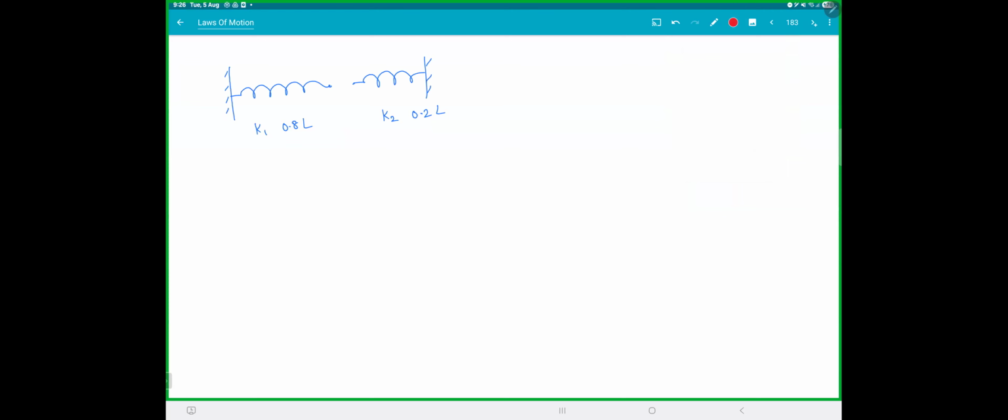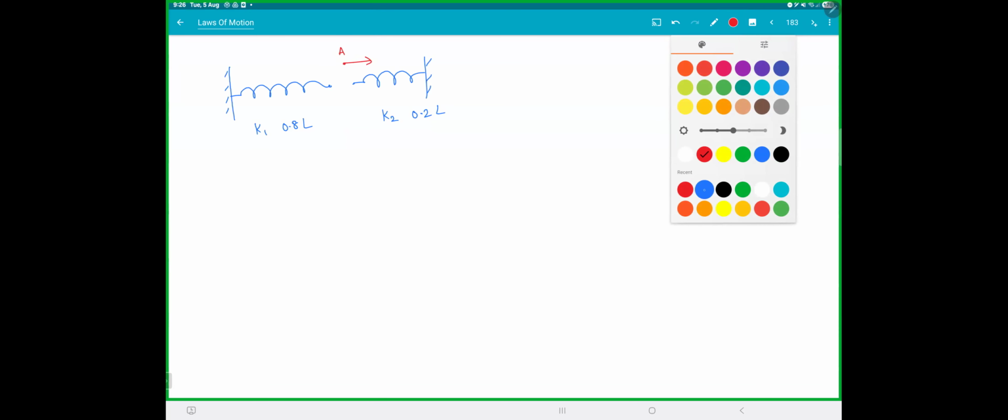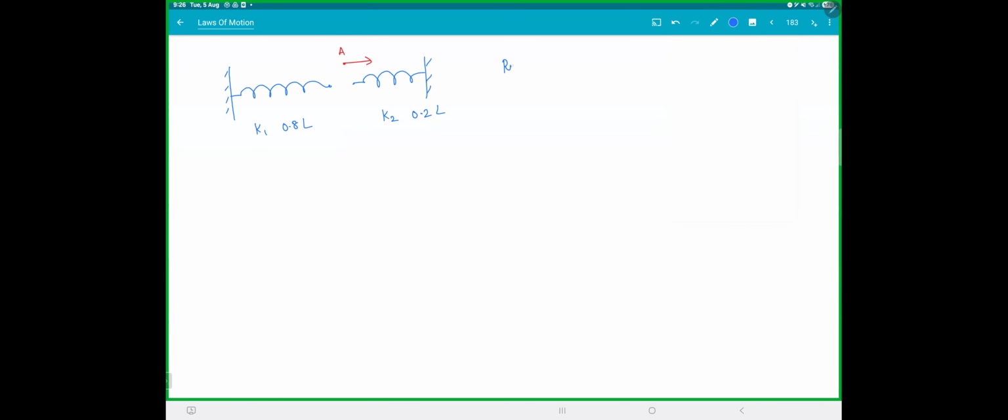And look at this thing. When you pull this point A at this side, the right side gets compressed and the left side gets elongated. The total spring is not in compression, the total spring is not in elongation. The right part of the spring is compressed and the left part of the spring is elongated. So within the same spring, you have some part elongated and some part getting compressed.